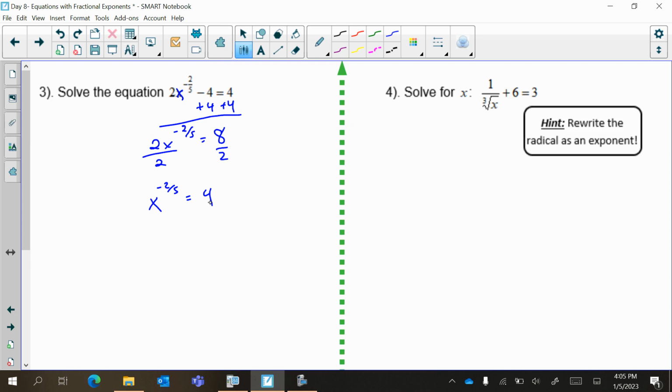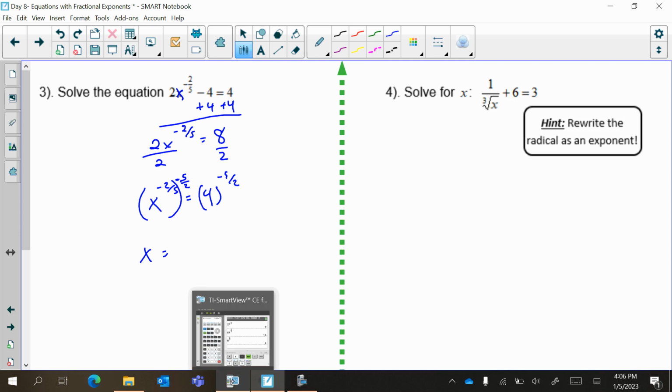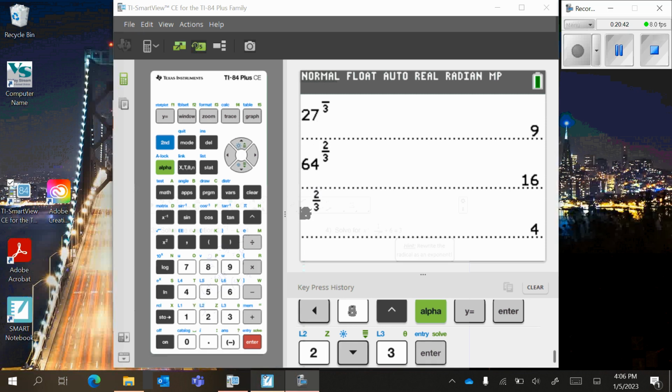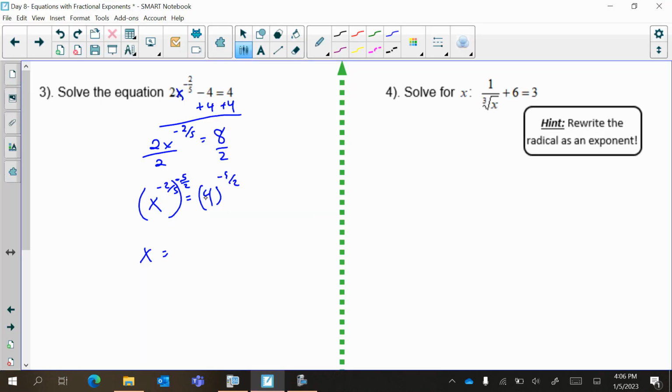Now that your base is finally by itself, you're going to raise it to the reciprocal exponent. Please just be careful that if your exponent is negative, then the reciprocal is also negative. So I'll put this one in the calculator for us. Notice how there's a negative exponent here. Negative exponents either create fractions or they get rid of them. In this case, because we don't have a fraction, this is going to create a fractional answer. So our answer is going to be a little odd.